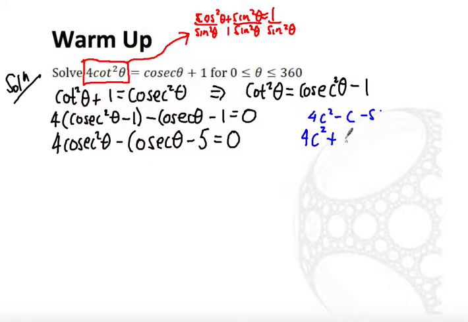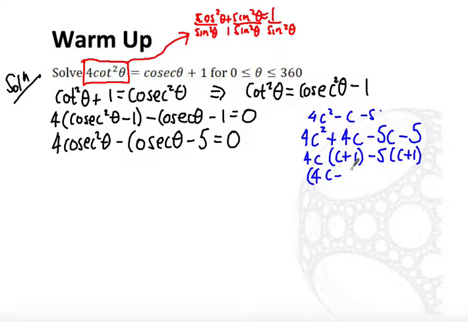So I'm going to have 4c squared plus 4c minus 5c minus 5. Factorising, take the 4c out as a common factor, I get c plus 1. And for the second bracket, if I take minus 5 out as a common factor, I get c plus 1. So it factorises to give me 4c minus 5, c plus 1.